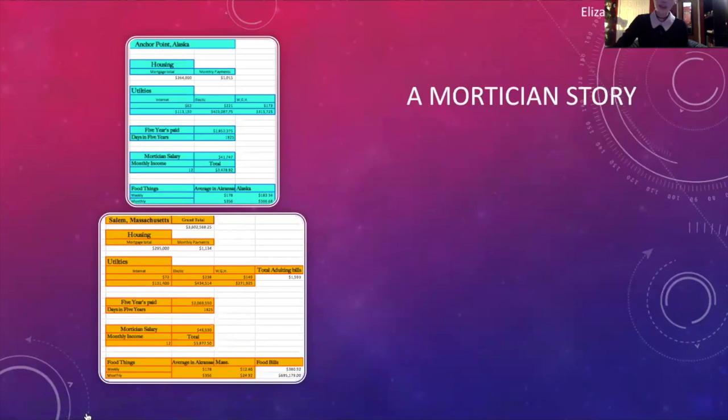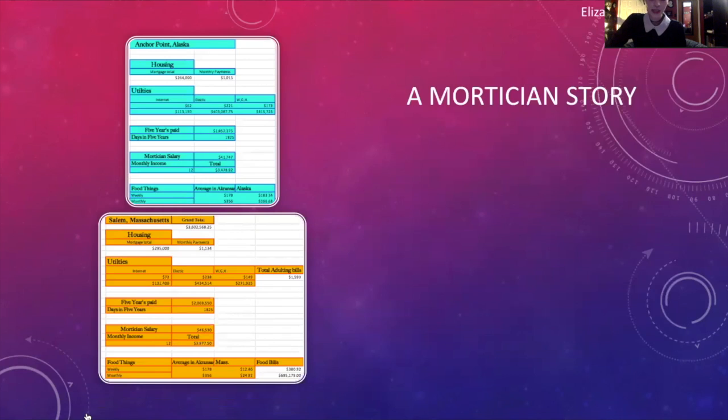This was one of my favorite projects that we did this semester, our financial report. I'm going to school to be a mortician, so we had to pick 3 different states where we would like to go. For our financial report, we had to look up what our career pay would be in those 3 different states. And we did a budget and a breakdown.